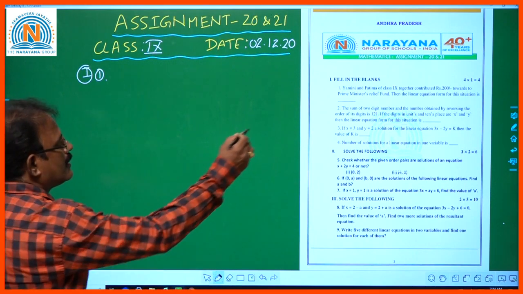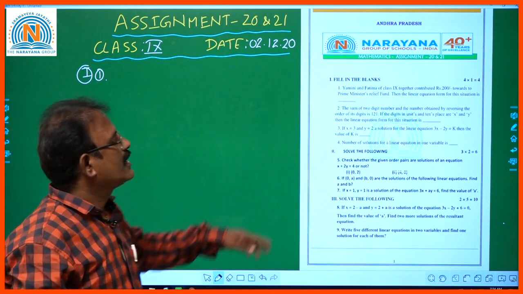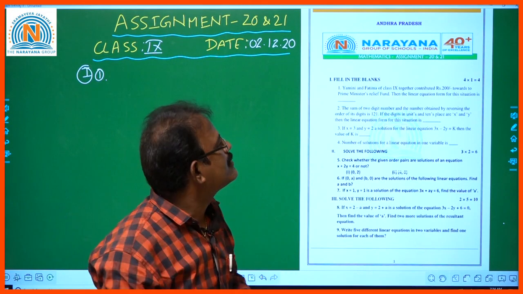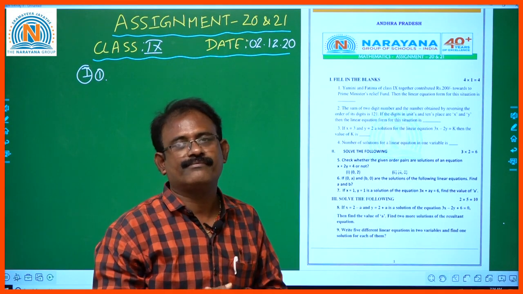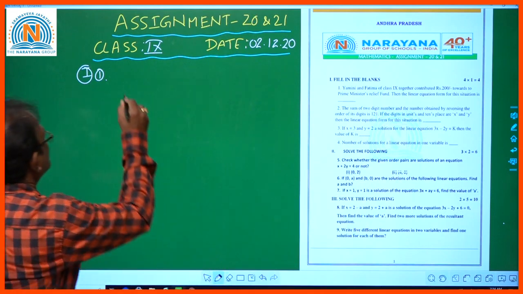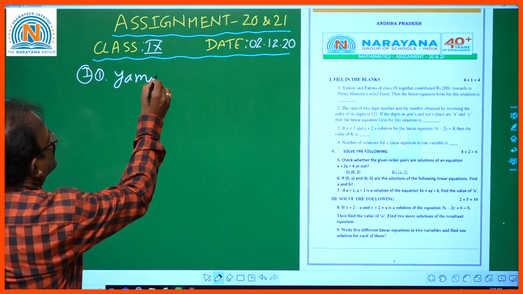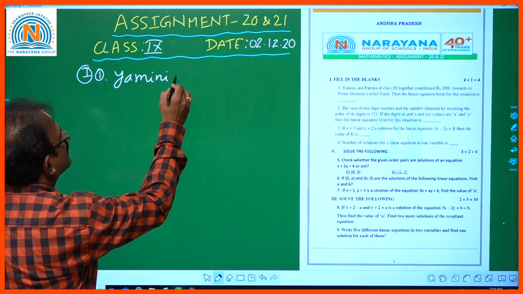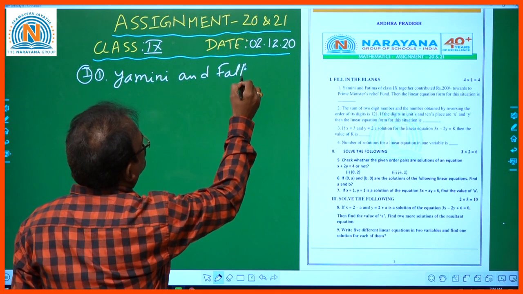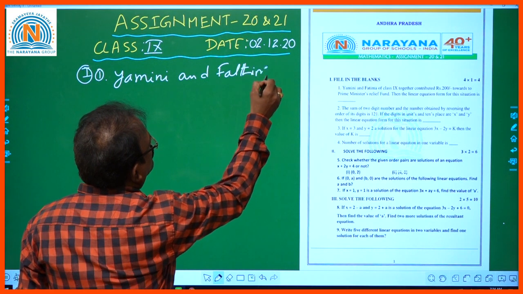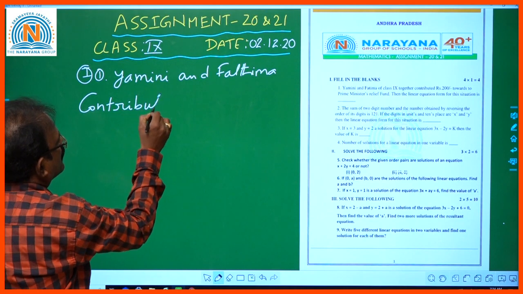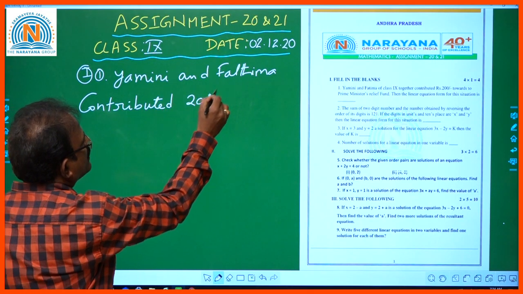Okay. So the first one of the first Roman: Yamini and Fatima of class 9th together contributed 200 rupees towards the Prime Minister Relief Fund. Then the linear equation form for the situation is: Yamini and Fatima contributed 200 rupees together.